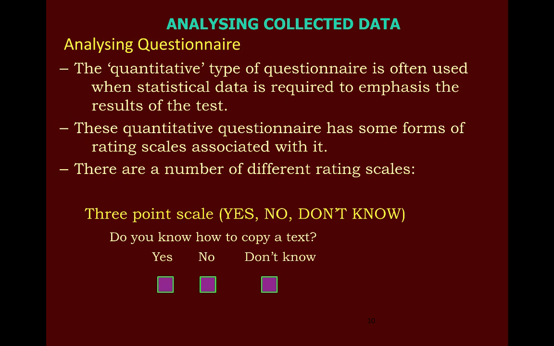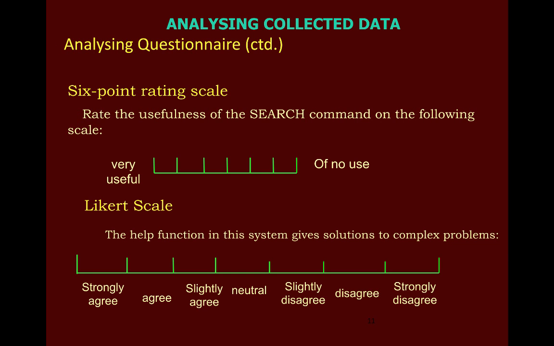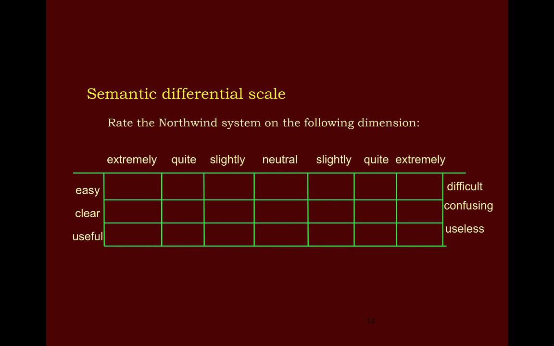So when you analyze questionnaires, there are a number of different types of questionnaires that you can develop. So it also depends on the type of data that you want to collect that will help your analysis. So it could be a 3-point scale like this: yes, don't know. It could be a Likert scale where there's gradations in terms of agreement. For instance, a 6-point scale or Likert scale as mentioned. And there could be further gradation.